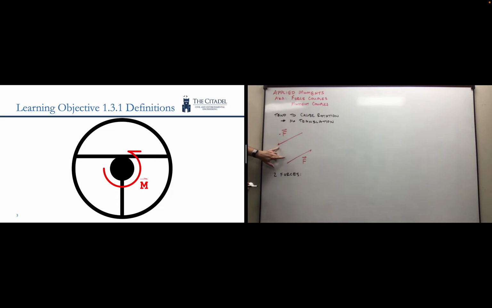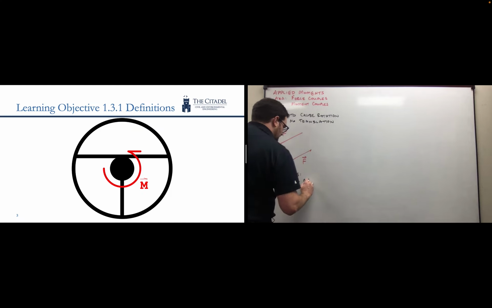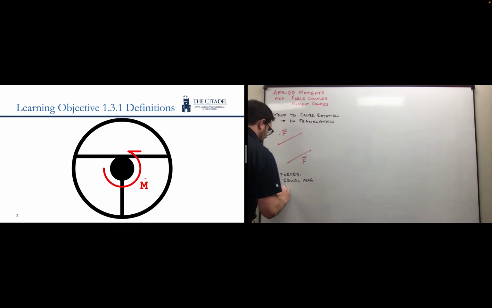We call it a moment couple or a force couple because there's a couple of forces there. Two forces that are equal in magnitude, F, equal magnitude. They are opposite in direction.